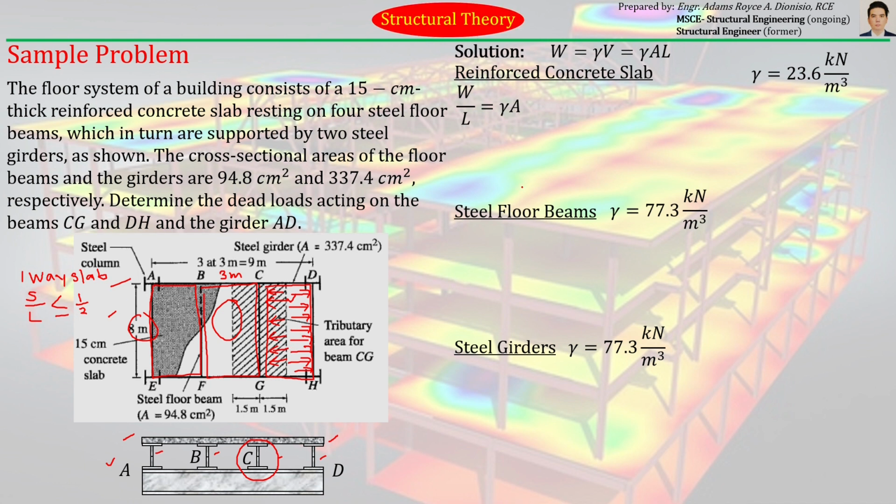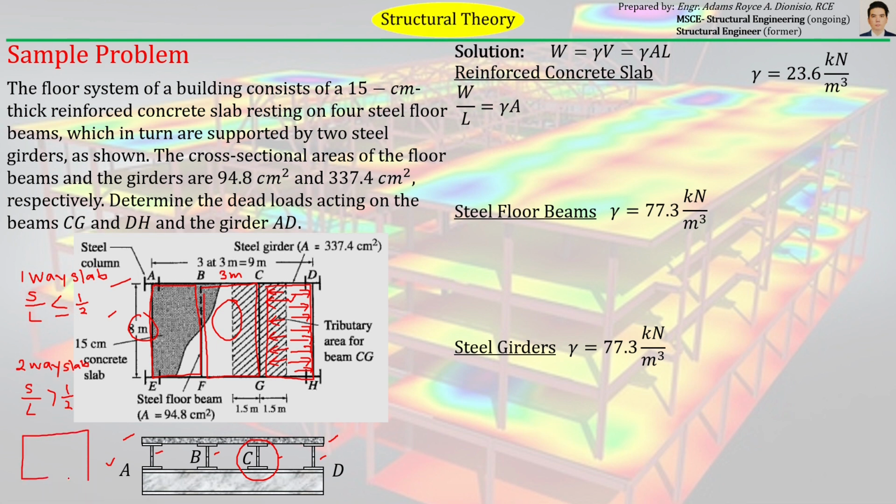Okay? For the case of two-way slab, kabaligtaran lang, ratio ng shorter length tsaka longer length or longer dimension, greater than 1/2. Okay? So paano na yung distribution doon according to tributary method? So, ganito na itsura ng distribution niya. From the shorter side, drawing ka ng line, 45-degree angle. Ganun din sa kabilang side, drawing ka ng line na naka-incline, 45 degree.